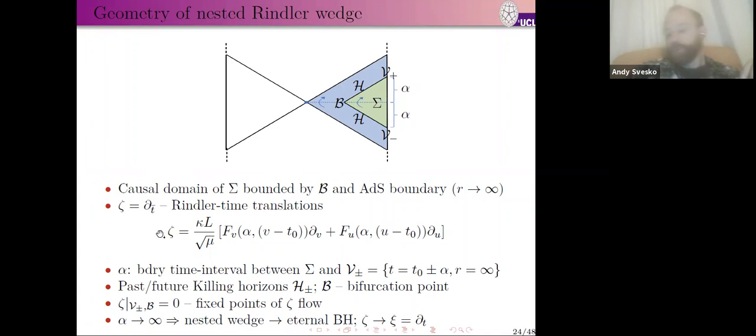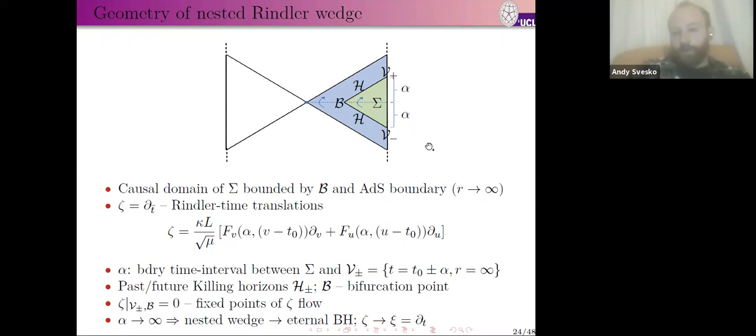And so doing a standard calculation, this is what you find, where these f functions are just hyperbolic trigonometric functions. v and u are just the static coordinates. Kappa here is the surface gravity of the horizon of the nested wedge, so not the horizon of the eternal black hole. And this alpha is a time parameter: it's the distance on this timelike conformal boundary between the point where sigma intersects the boundary and the points where the null surfaces intersect the boundary at these v plus and minus.